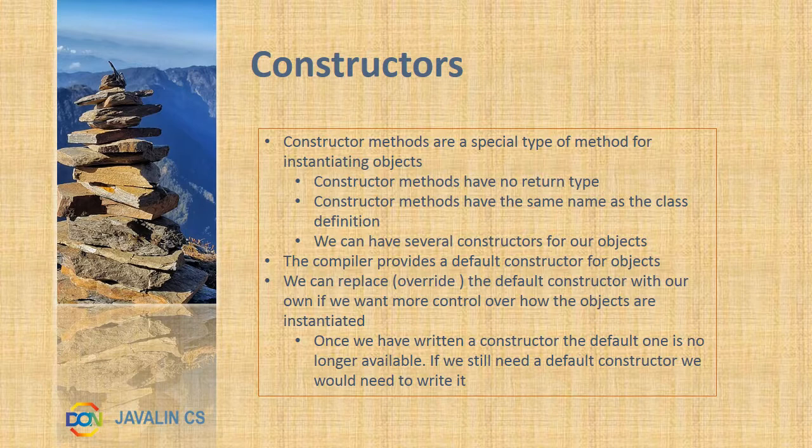The compiler provides a default constructor for our objects, which we can replace or override if we want more control over how our objects are instantiated. However, once we have written a constructor, the default one is no longer available, and if we still need a default constructor for some reason, then we would need to write it ourselves. So that's our summary of constructors.